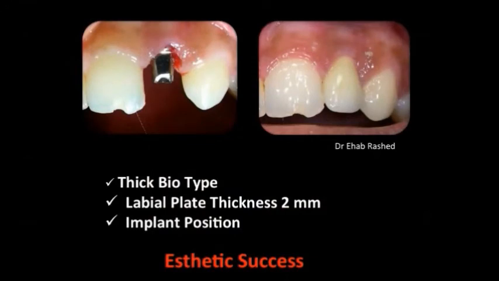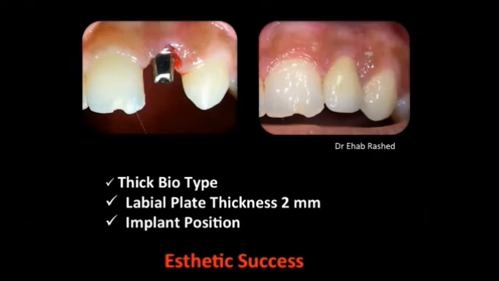As we can see in this case, one of my cases that I did a long time ago, this patient came to the clinic and she had a trauma, a car accident, and she fractured her lateral incisor. She had a vital tooth, the incisor was fractured under the bone margin, and we had to do extraction, place the implant, and follow the parameters.